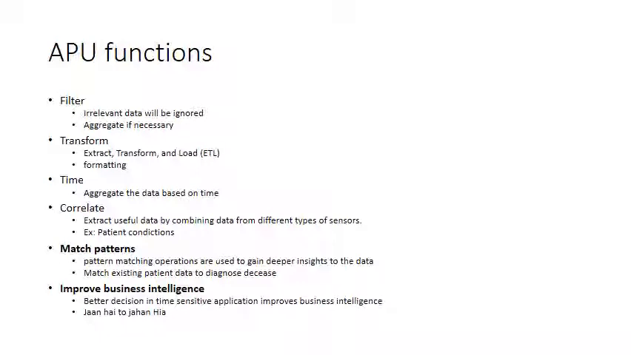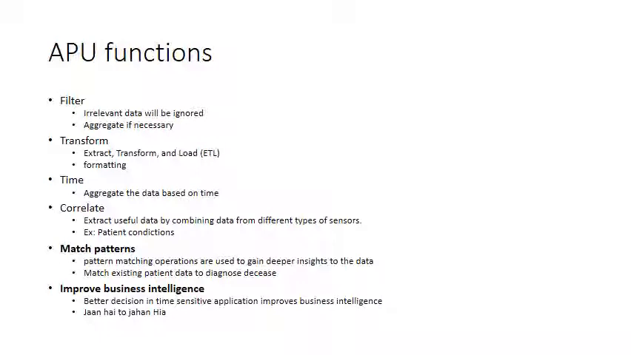If I take temperature, temperature sensors always sense the temperature second-wise or millisecond-wise. But I need not necessarily take all the values. You should take it only per minute or every 5 minutes. What is the temperature for the last 5 minutes? Like that, we have to aggregate the data. We'll see a figure in the next slide.